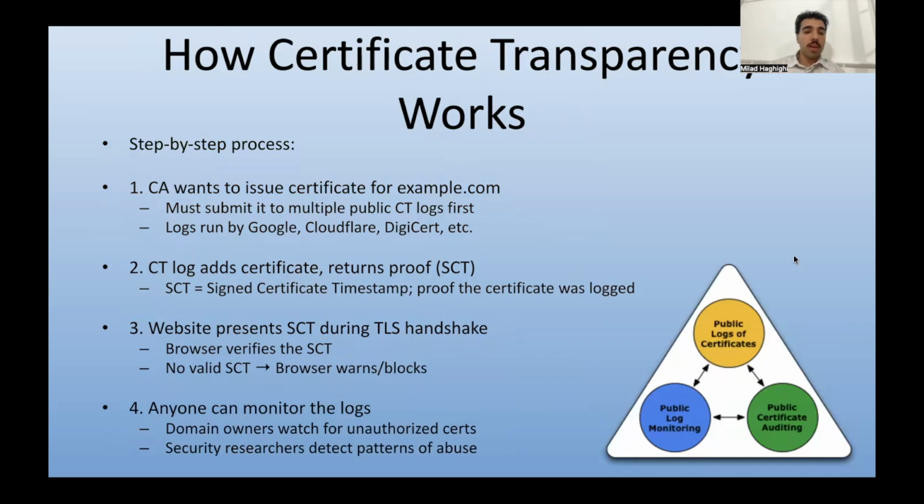So how it actually works is if a CA wants to issue a certificate for a domain, they have to submit it to multiple CT logs, which are run by large corporations, and then the CT logs will add their certificate to the log, and then return proof, which is the SCT. And so the website will present the SCT during the TLS handshake, and if it's valid, the connection will be established.